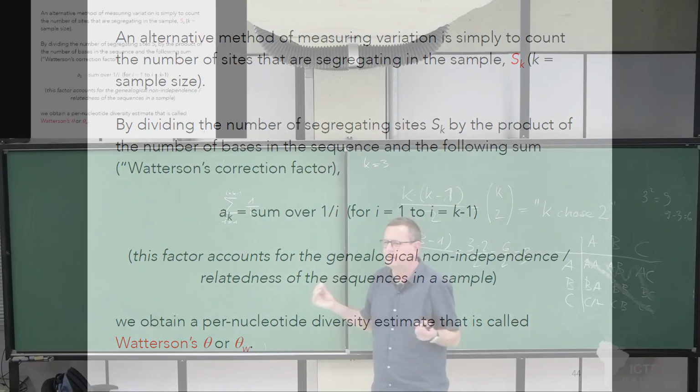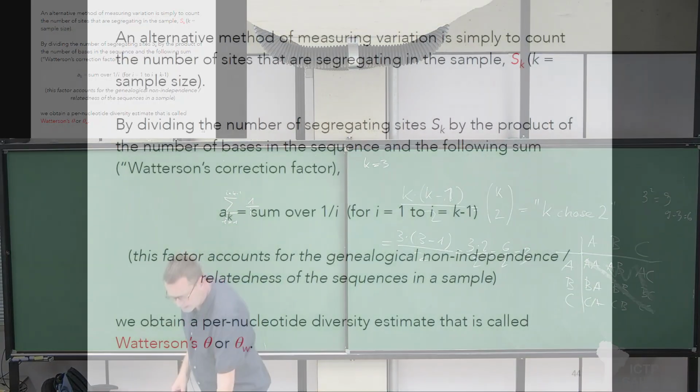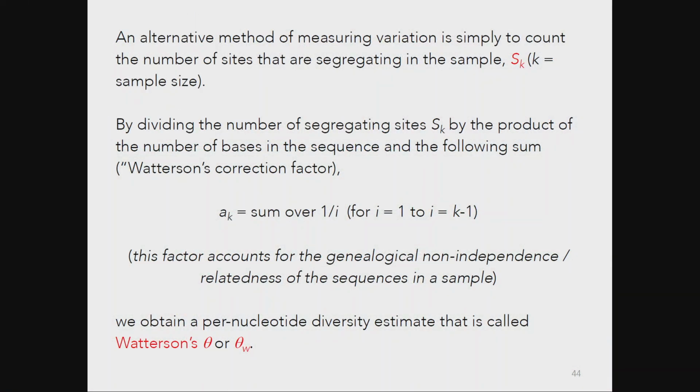I'm not going to explain in detail where this correction factor comes from, but we need to take it into account. It accounts for the fact that not all the sequences we're looking at are necessarily genealogically independent from each other. This has been derived by Mr. Watterson using coalescent theory, which is what you talked about with Sean Rice. But it's also a simple measure, and in a way you can just think of it as the number of segregating sites, essentially.